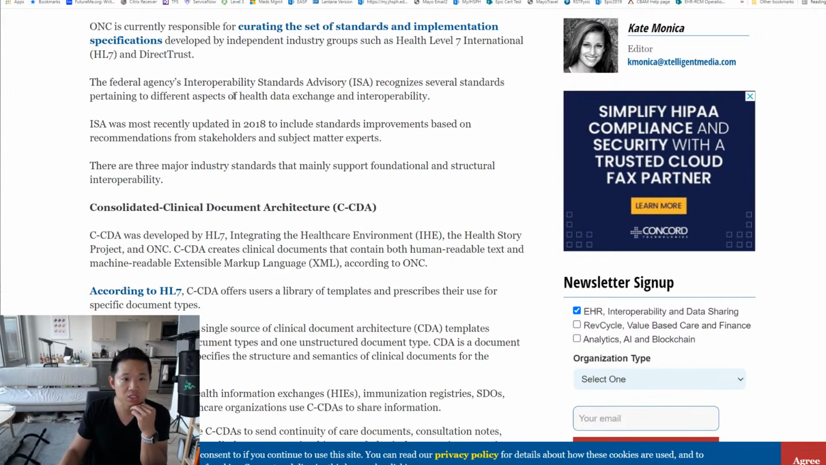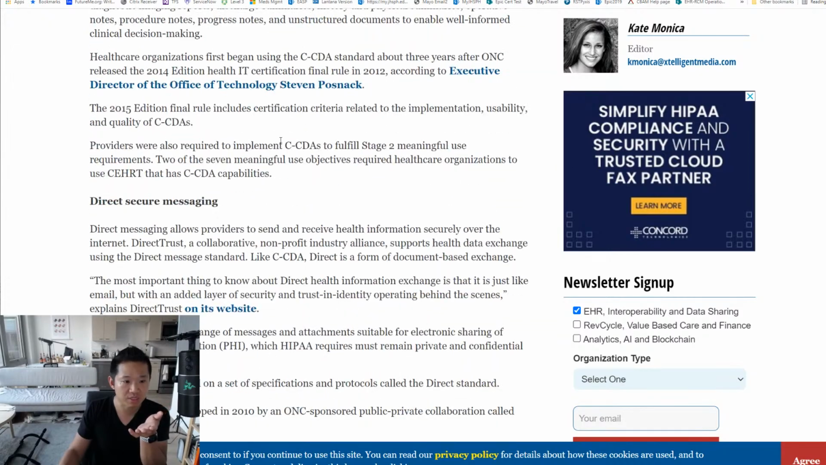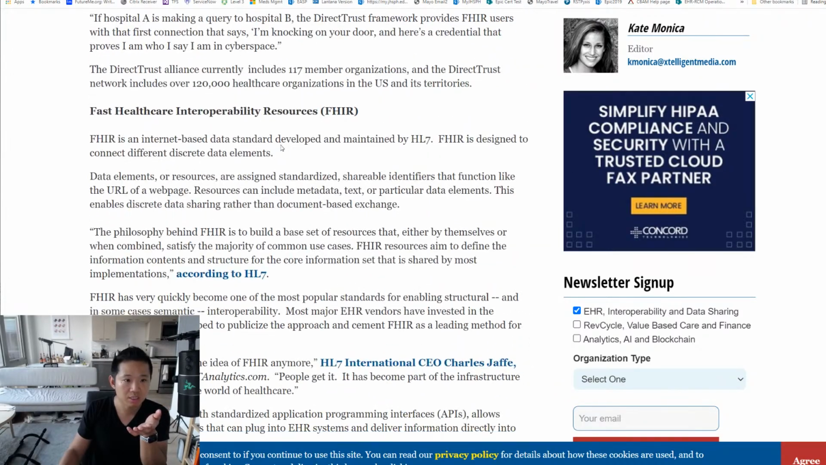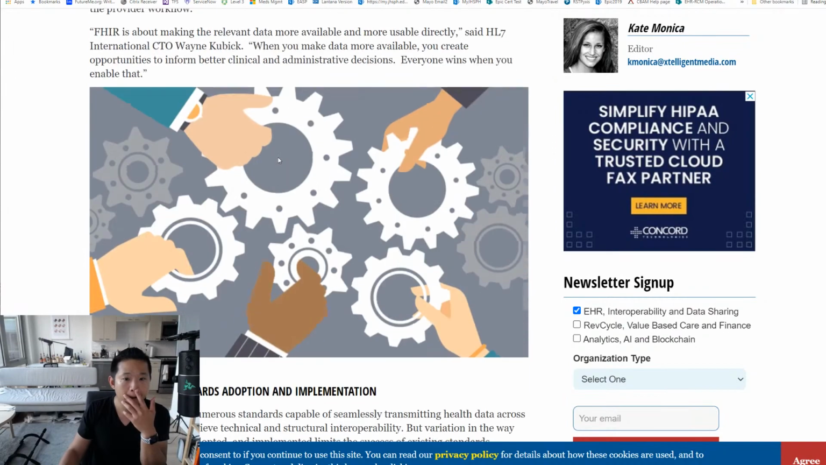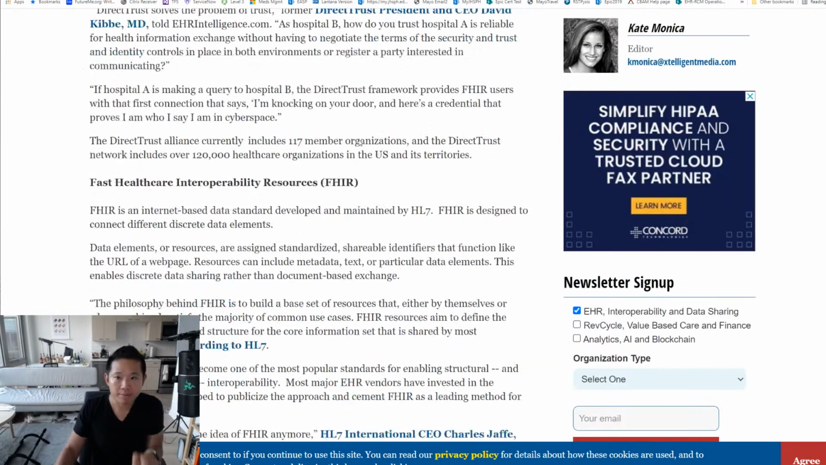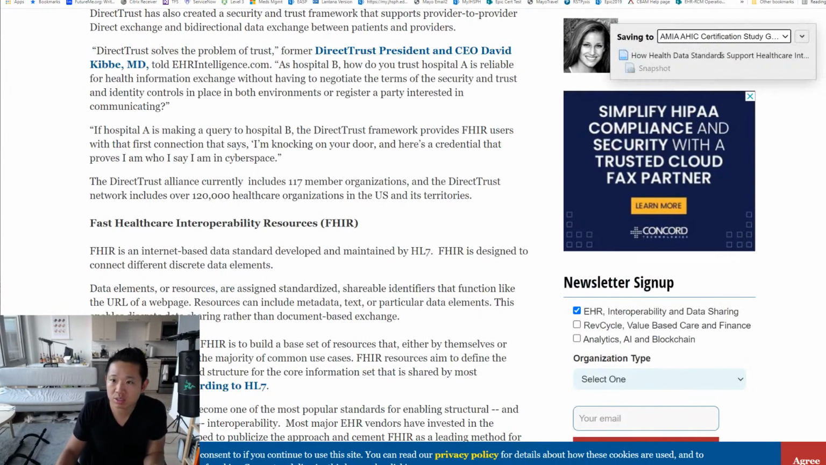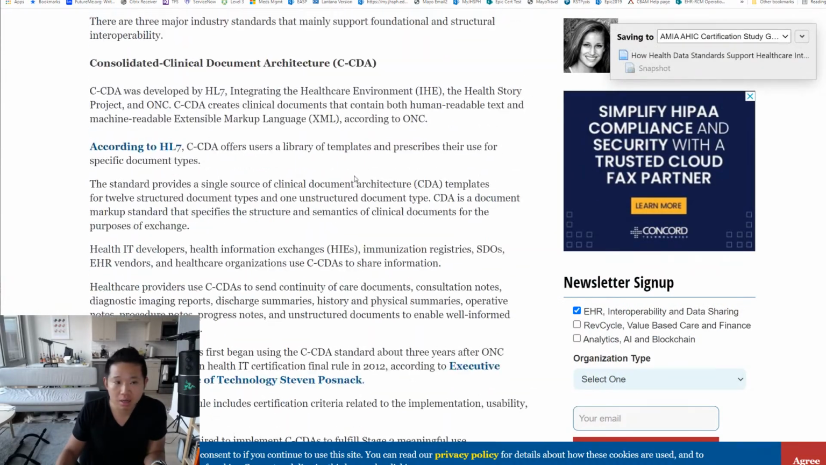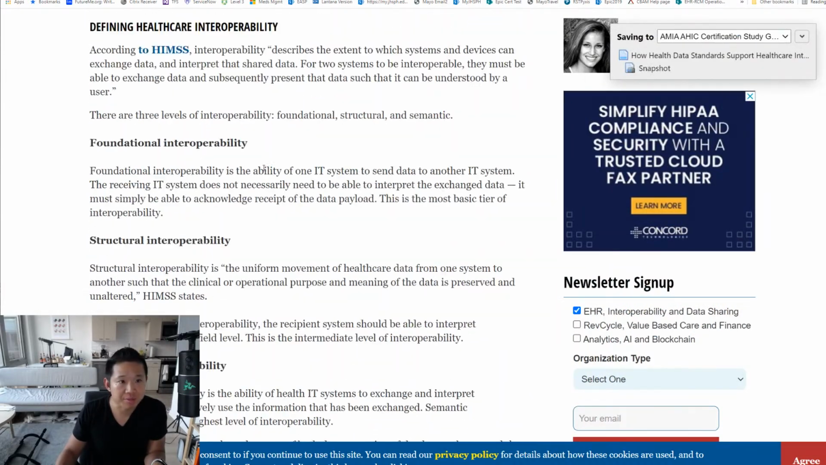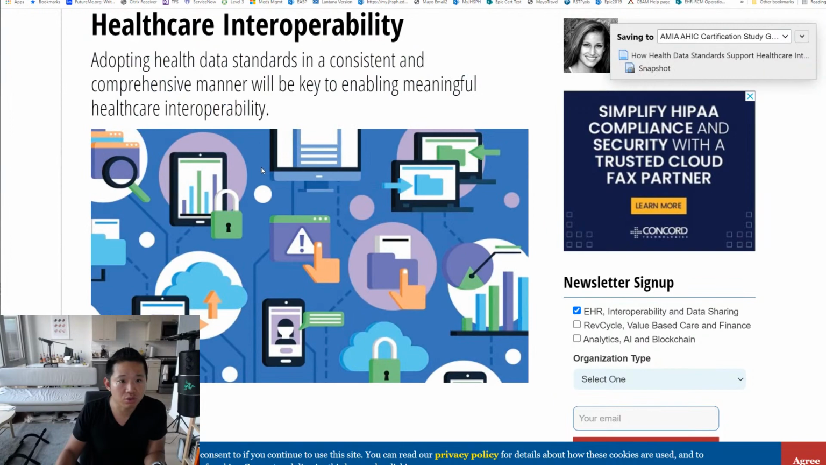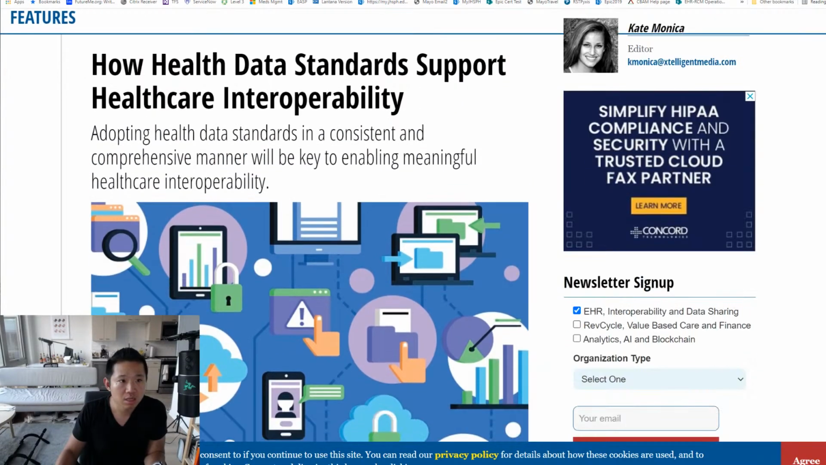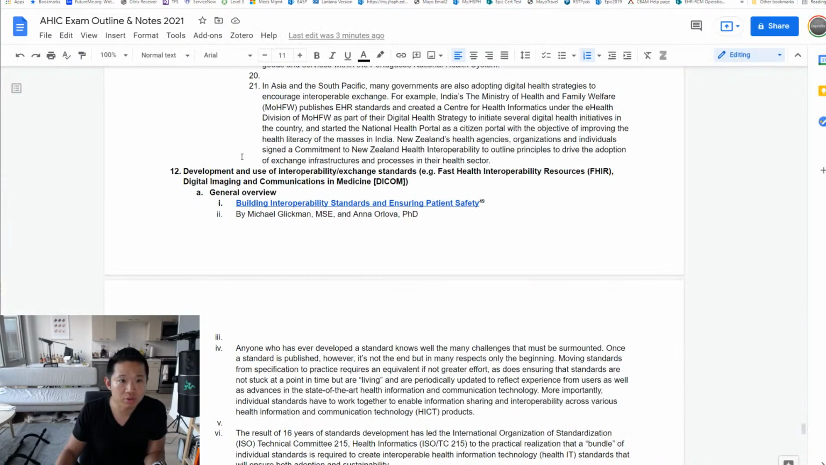The federal agencies, this is actually a perfect document. This is probably what we need. Yeah, this is it. Okay, so let's go ahead and cite this. This is a pretty good document that talks about the development and use of different interoperability standards. And it was specific to interoperability exchange.